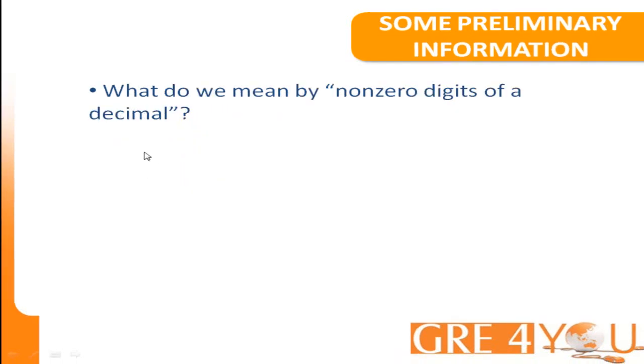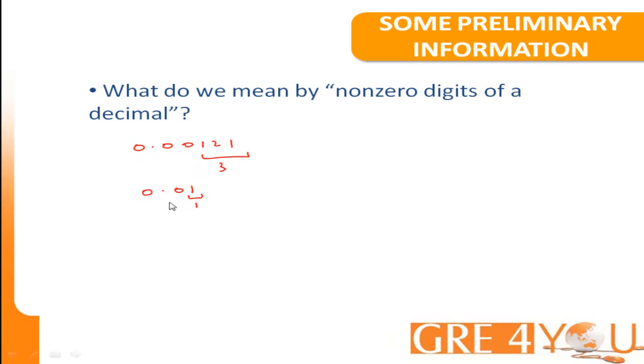Now what do we mean by the term non-zero digits of the decimal? Suppose I have a decimal number such as 0.00121. It has 3 non-zero digits, and that's what I'm referring to. Suppose I were to have a number such as 0.01. This has 1 non-zero digit.